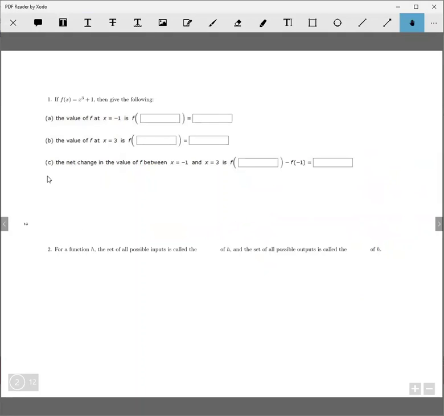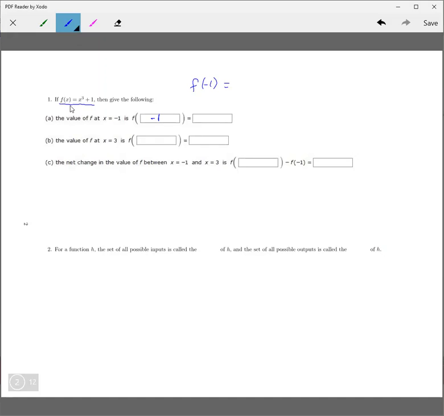So number 1, if f of x is x cubed plus 1, then give the following. Okay, so the value of f at x equals -1 is, the notation for this would be you're putting a -1 in here. So basically you're trying to find f of -1. And in this expression, this x has been replaced with a -1. So this x is like, hey, replace me also. And so you just have to replace it with the same thing. Okay, and then if you evaluate that, you get 0.